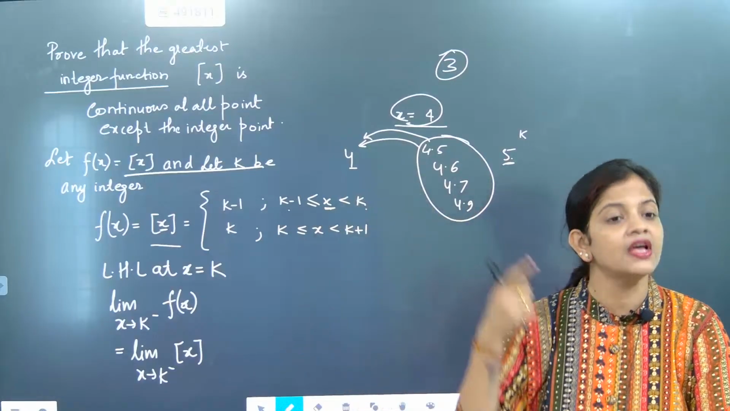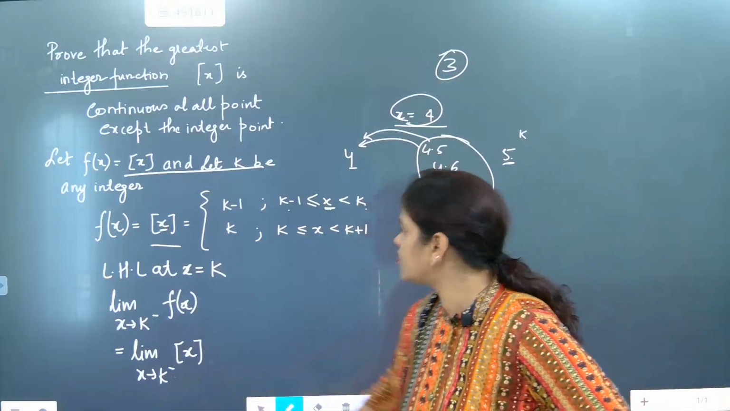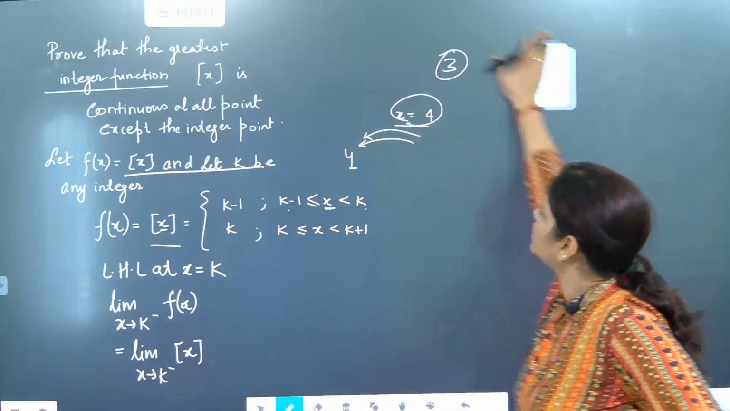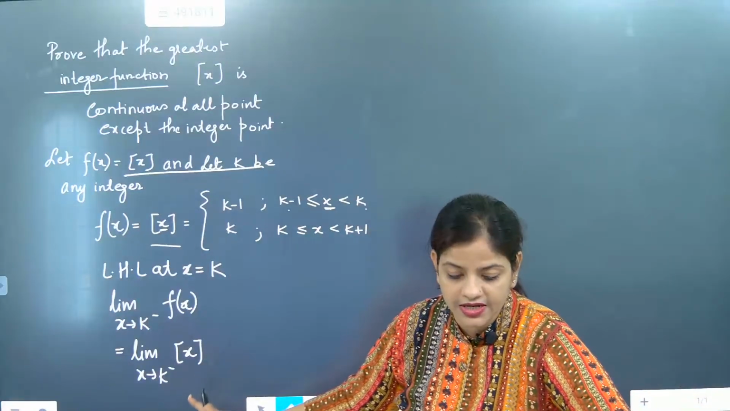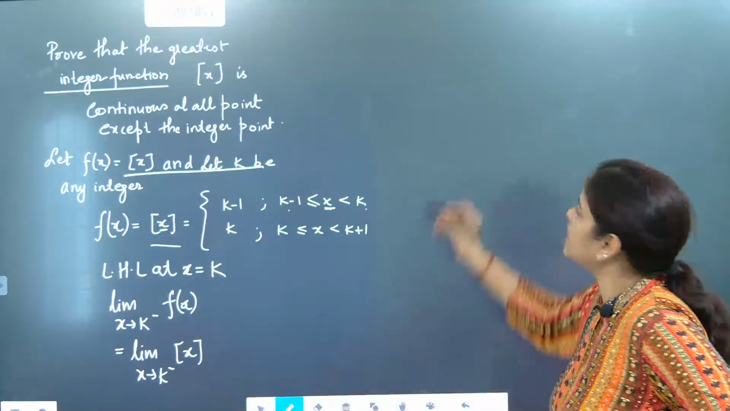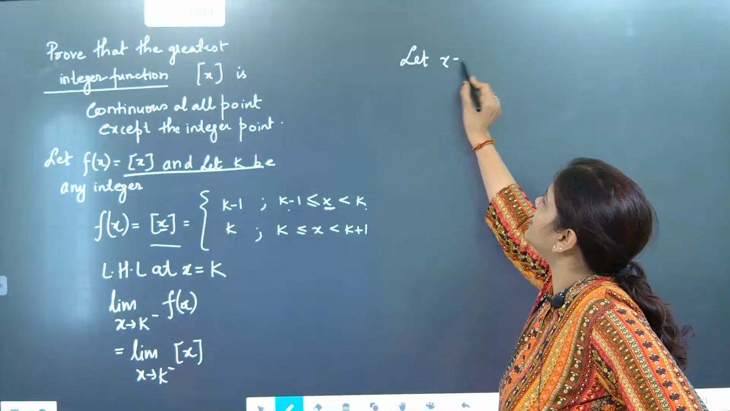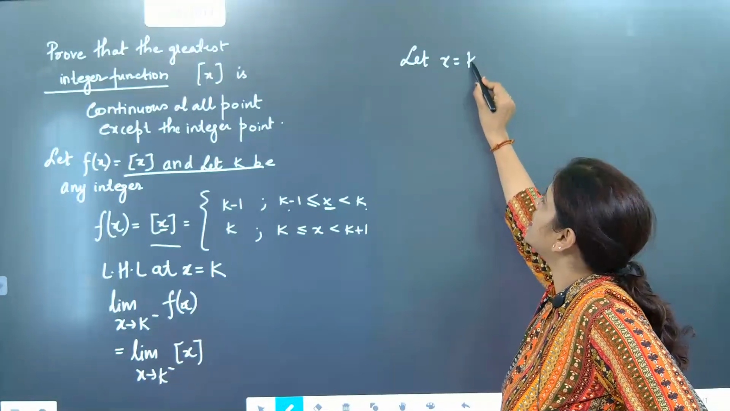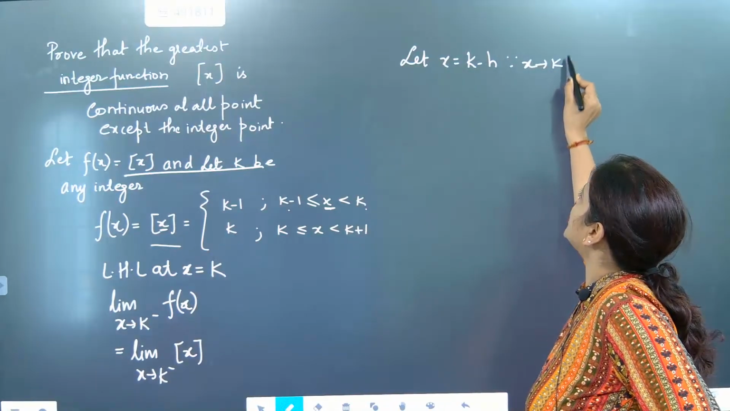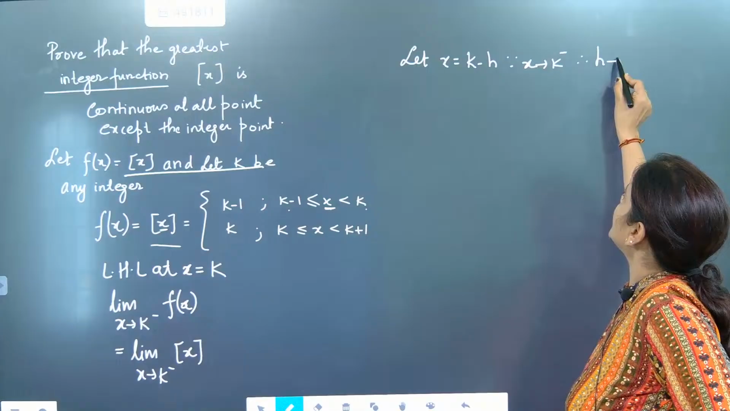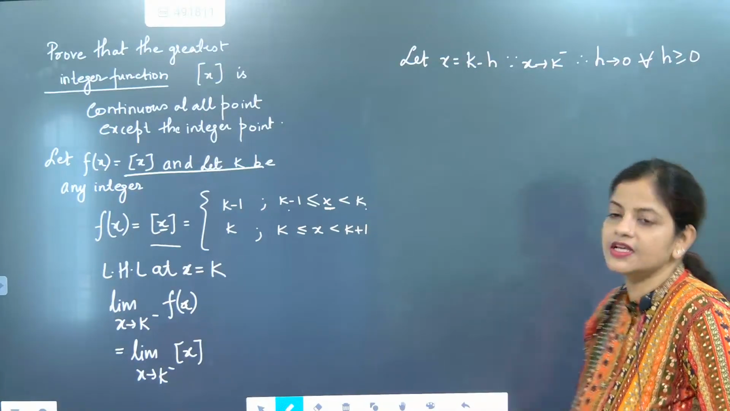What will it come? k minus h. Because on the left side we need to remove this one. Now for removing this part, what are we going to write here? Listen, this is a technique of writing. Understand the technique of writing. The technique says: let x be equal to k minus h. Since x tends to k minus, therefore h tends to 0 for all h greater than 0.